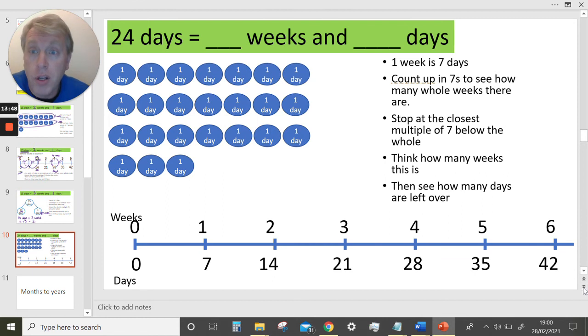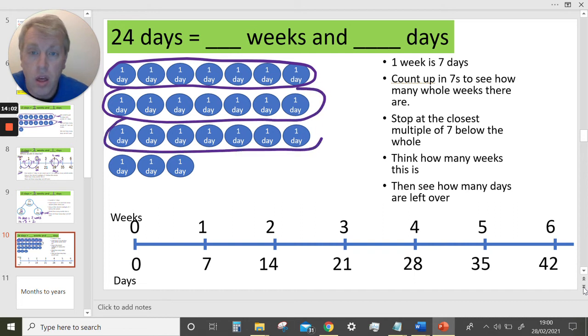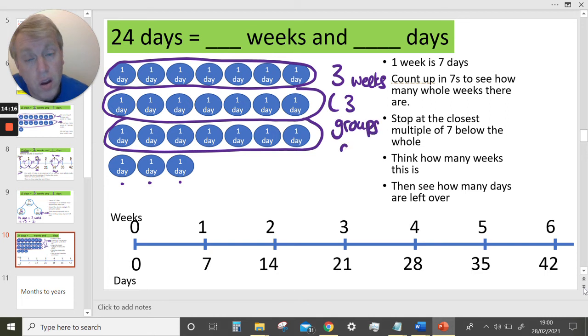Well, I hope you did have a go. We can think like the other ones. We can put them into groups of 7, 1 week, 2 weeks, 3 weeks, and 1, 2, 3 left over. So that's 3 weeks, which is 3 groups of 7, 3 whole weeks, and how many days left over? 1, 2, 3. 3 weeks and 3 days. 24 days, 3 weeks and 3 days.